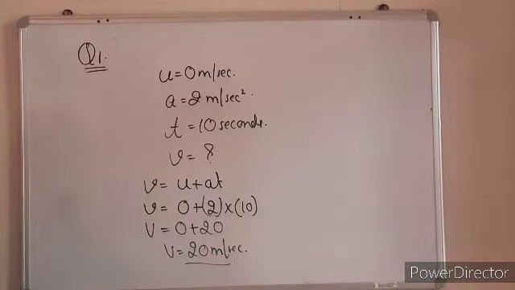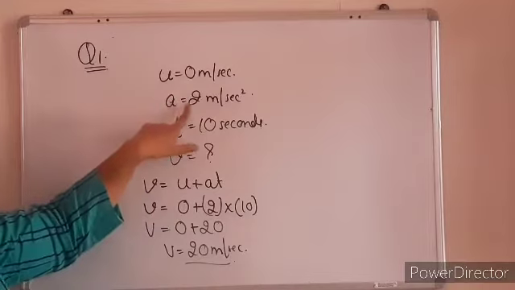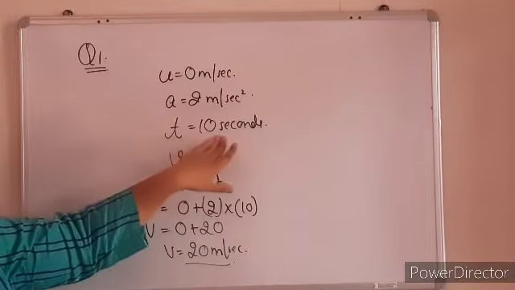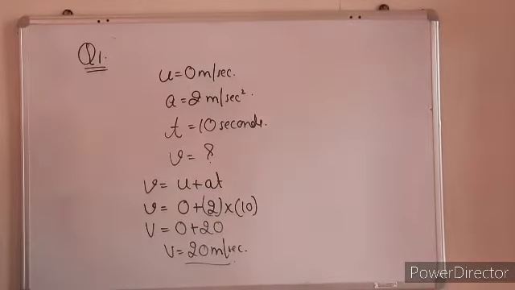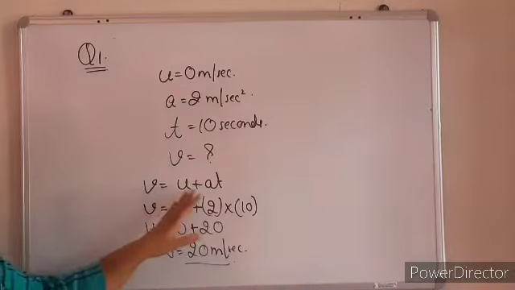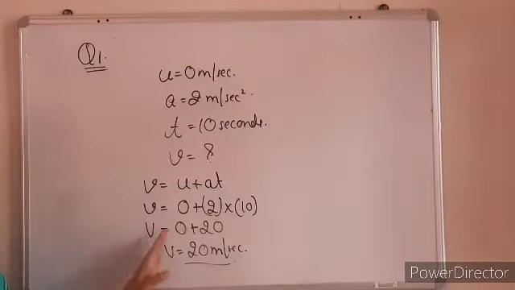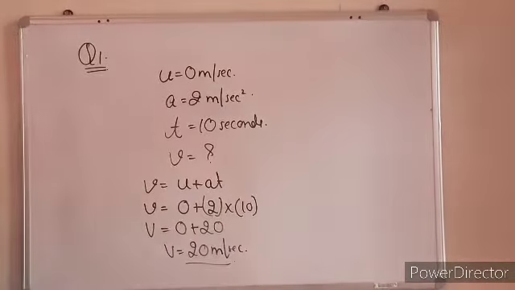I'll repeat again. They said that the cheetah starts from rest, which means the initial velocity is 0. Then it accelerates at 2 meter per second square for 10 seconds. Find out the final velocity. The final velocity we have written with v. Now v is equal to u plus at, so v is equal to 0 plus 2 into 10, v is equal to 0 plus 20, that is, 2 into 10 is 20. So the answer is 20 meter per second.